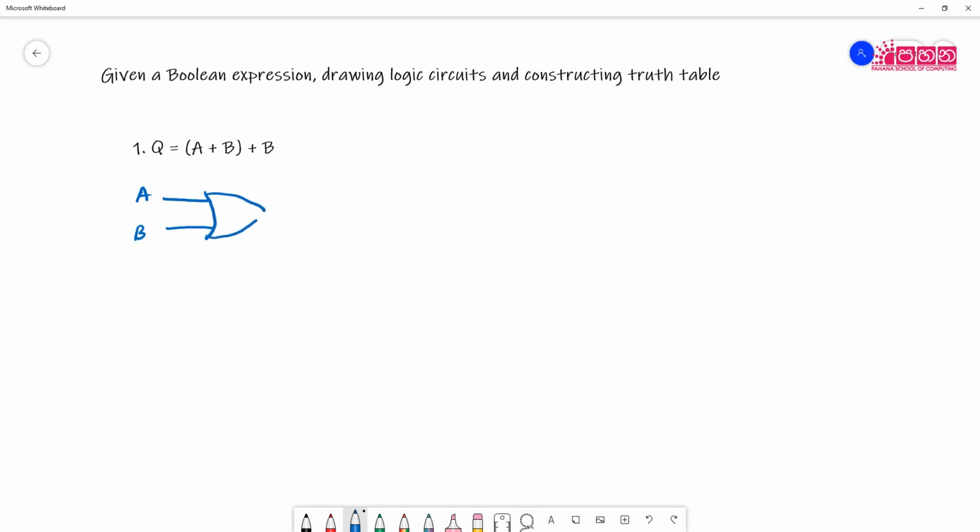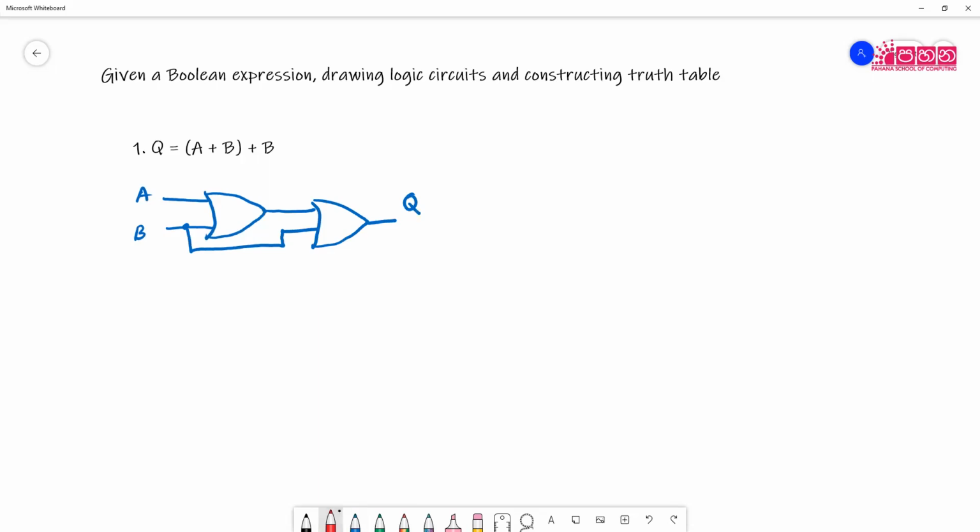Yes, this is the one. We will have A plus B here. Then you have to add another B. So this is one side, we should get A plus B, and we have to have another input. One input we have already given, so we have to select B from here. So this is A plus B, and this is B. Then now we can have this Q.